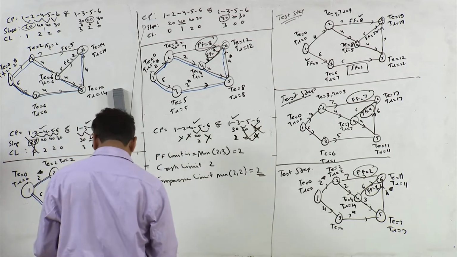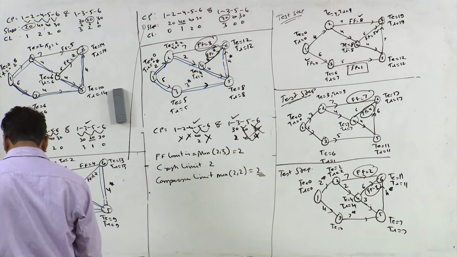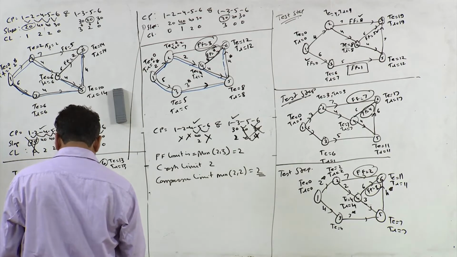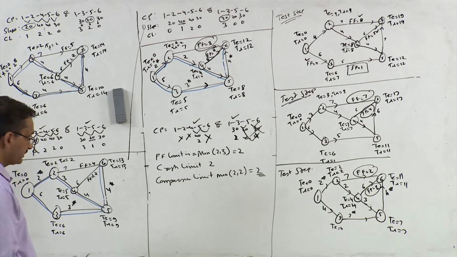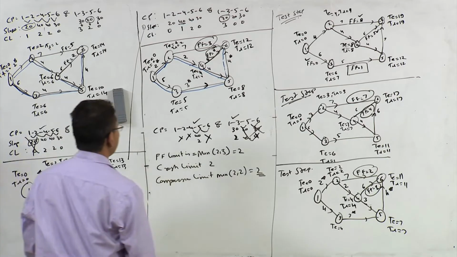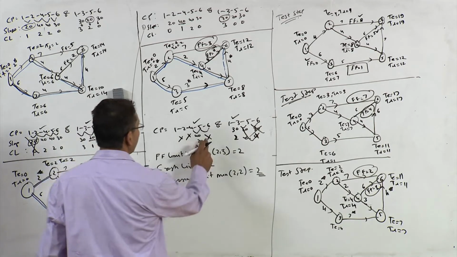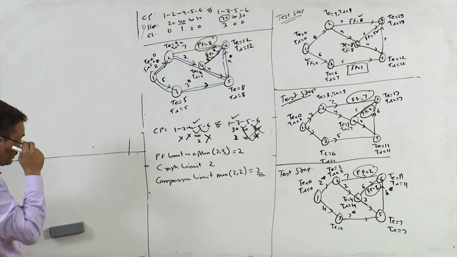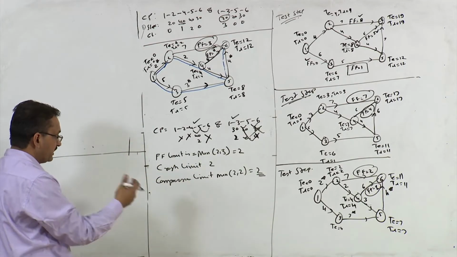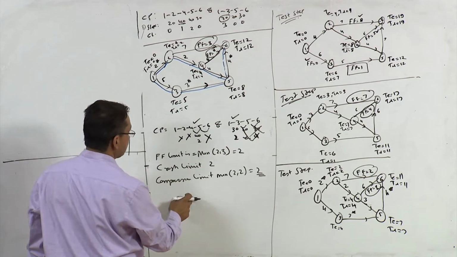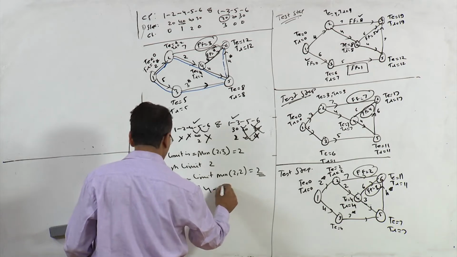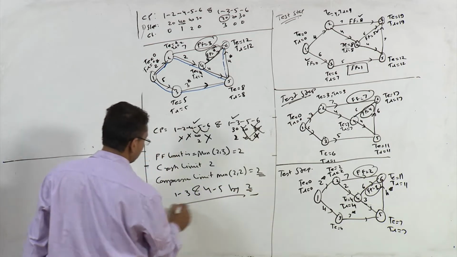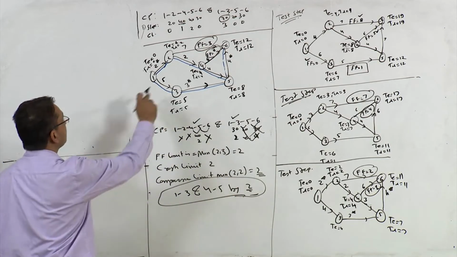So we can compress activity 1 3 and 4 5 by 2 days, right? We can compress activity 1 3 and 4 5 by 2 days. So what decision we have to take? We have decided to compress activity 1 3 and 4 5 by 2 days, right? So this is our final decision, right?